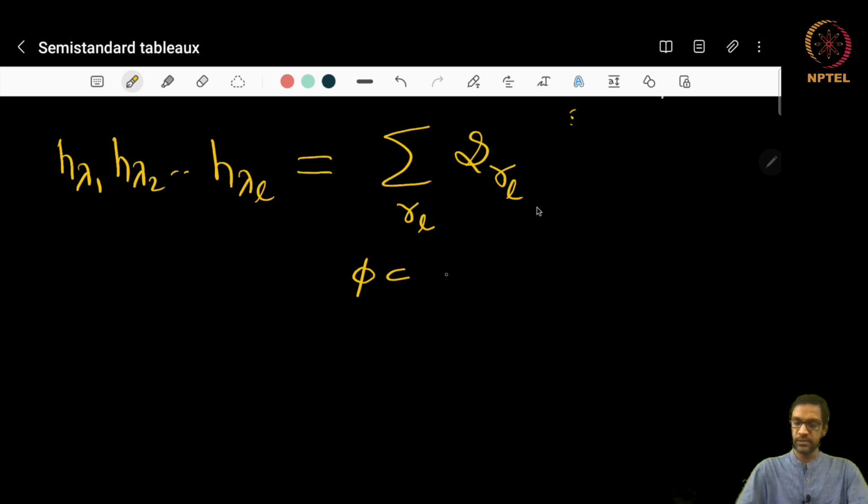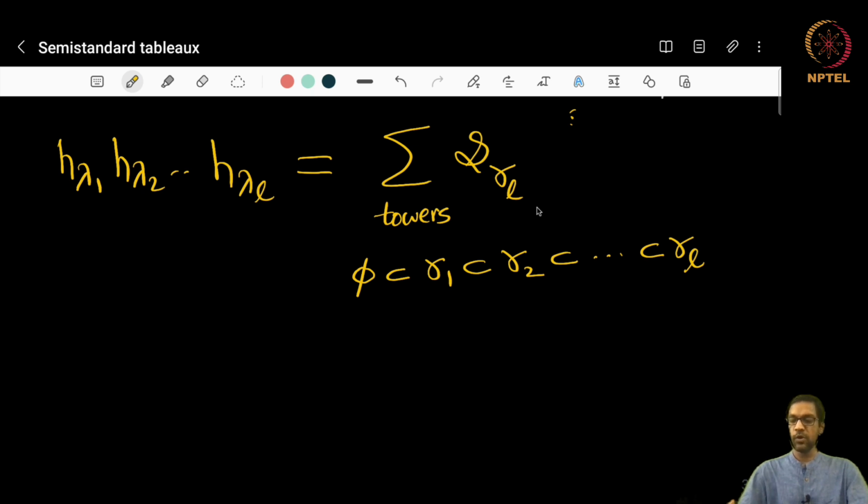of shapes. Okay, so the sum, think of it as follows: it's a sum over towers of the following kind, towers of shapes. First is the empty shape, followed by some shape gamma 1, followed by another shape gamma 2. So these are the shapes that I get, and gamma L is the very last member of this tower. The summation here is running over all possible towers of shapes, and the Schur function is indexed by the very last element, the final shape of the tower.